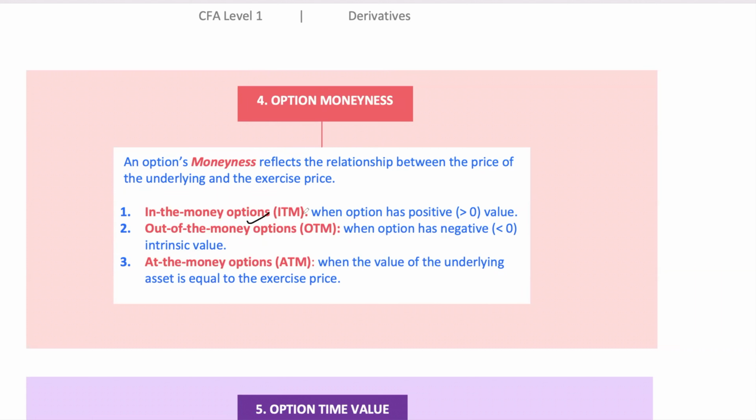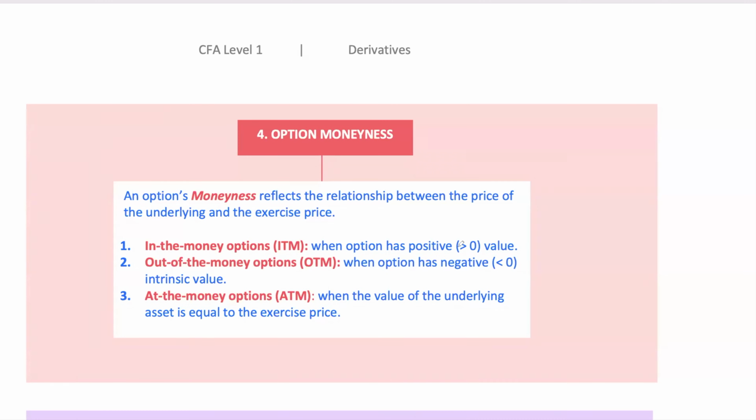An option is out of the money if it has negative intrinsic value. That happens when a call's underlying price is below the strike or a put's underlying price is above the strike. An option is at the money when the underlying price is exactly equal to the strike. This is that borderline situation where you're just about indifferent. Could be exercised for roughly 0 profit.